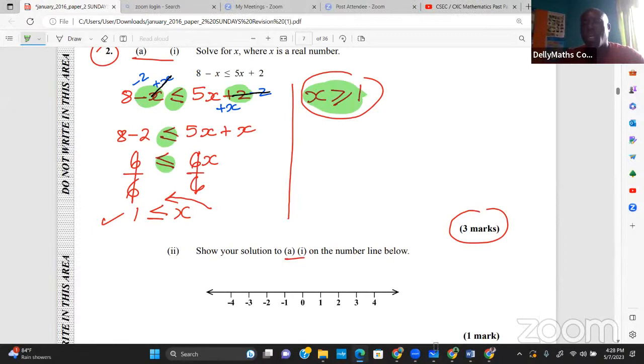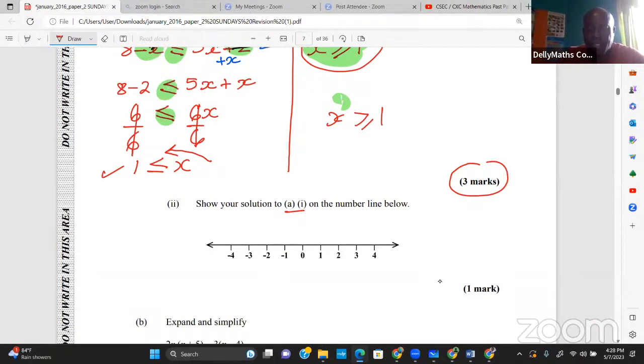Let's go to the question. Now, as you can see, if x is greater than or equal to 1, it means that we're going to be shading our little circle over positive 1. Make sure you do that, because 1 is a part of your solution. For numbers greater than 1, you have to point in that direction. All you have to do is just point. So you're telling the examiner that answers beginning from 1 all the way to infinity, 2, 3, 4, 5, 6, 7, 8 to infinity, are a part of the solution.